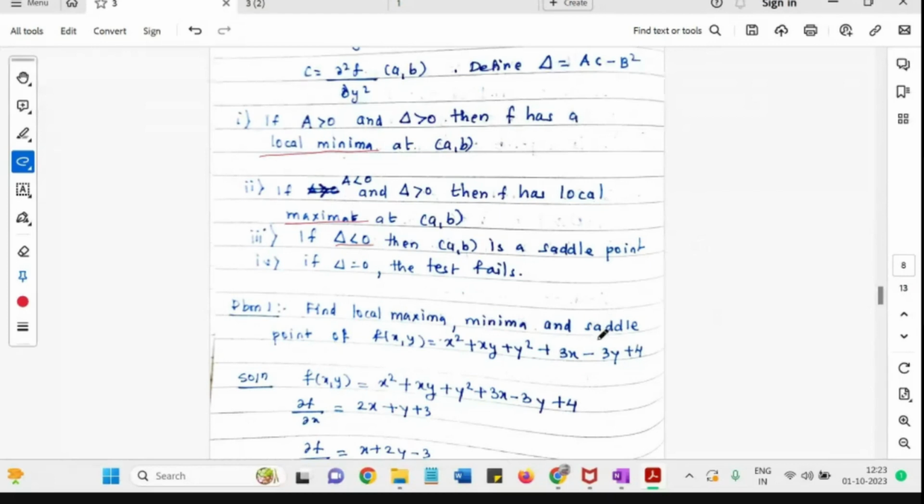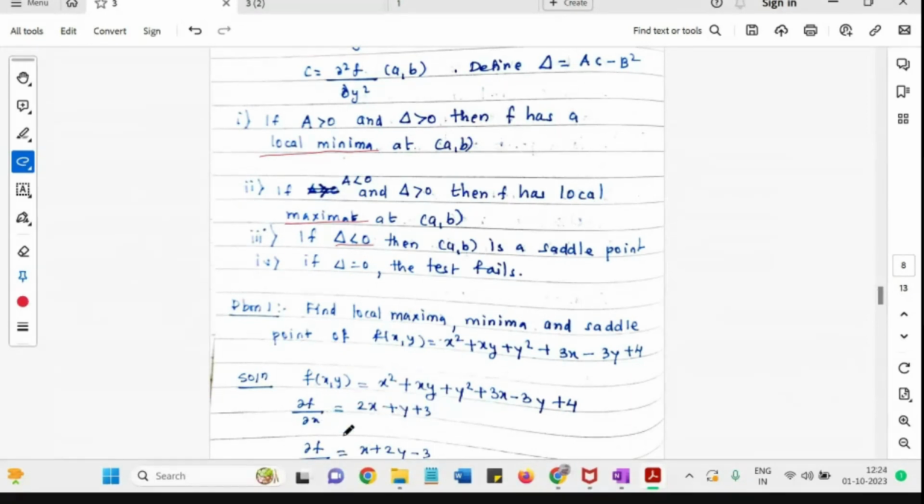So I have f(x, y) given by x² + xy + y² + 3x − 3y + 4. Calculate the first order derivative. ∂f/∂x is 2x + y + 3. ∂f/∂y is x + 2y − 3.